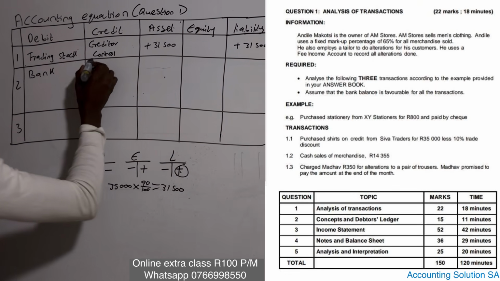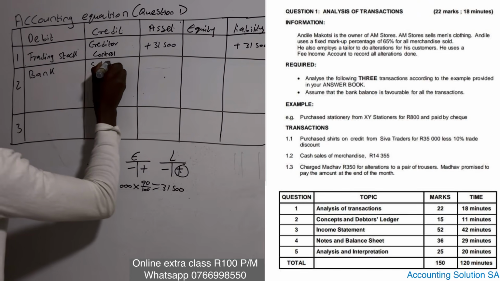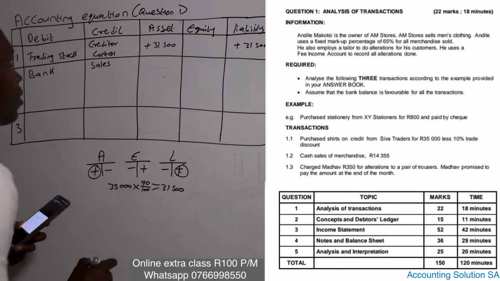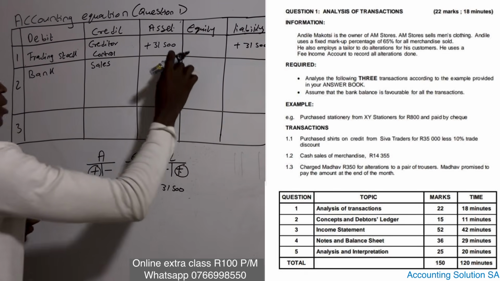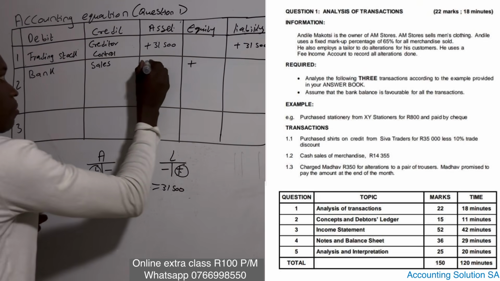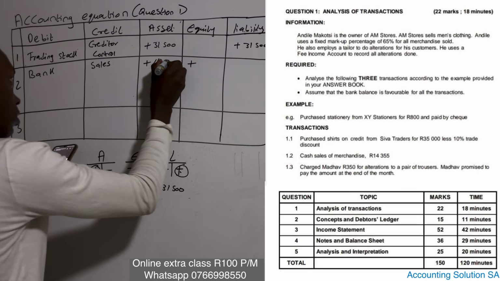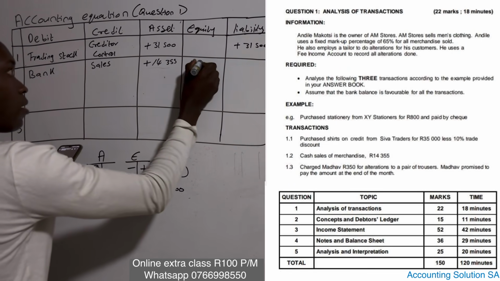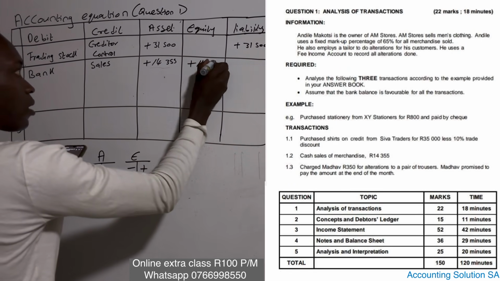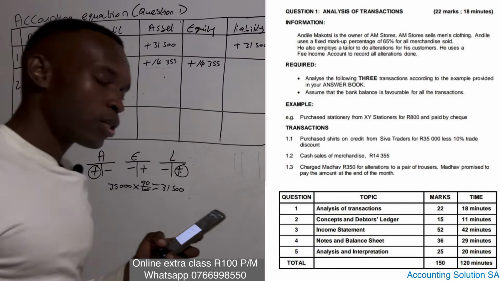Bank is an asset, it's going to increase. Bank, and obviously we're going to have sales, or you can write cash sales, it's fine. Sales increase equity, which means that it's a plus. When we receive money, it's a plus under bank, which means that we receive how much? 14,355. Now the question is, what about the issue of markup?